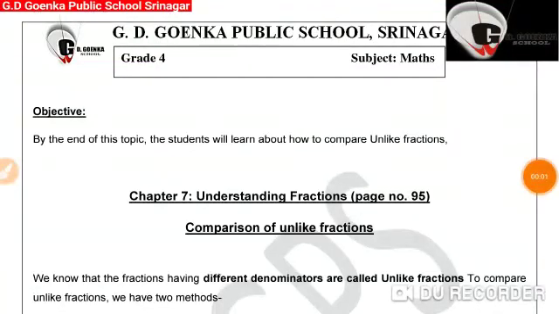Dear Goenkans, this is in reference to the 7th chapter, Understanding Fractions, given on page number 95 of your math side book. The objective of this topic is to make you learn how to compare unlike fractions.